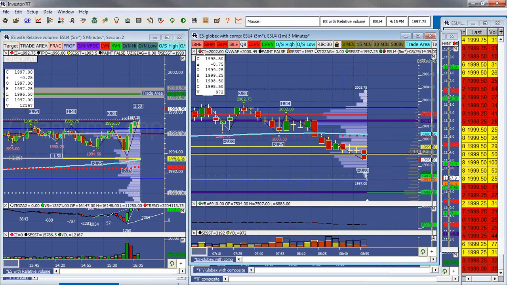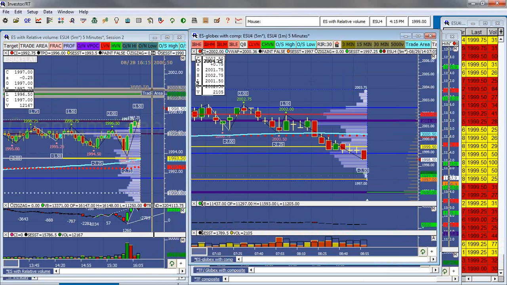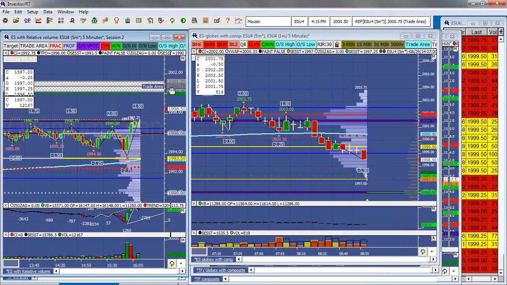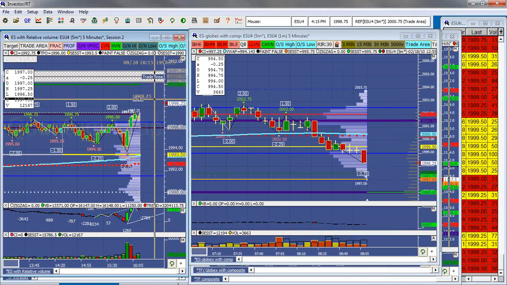Okay, Doug. There it is. Sorry. So right now, I've put 2,000 as a trade area, but I'm going to move that up to 2,075 because I'm going to be safe. If we open in this area, we're opening outside of value, outside of range. We've got to watch for initiative buyers stepping in here and ripping us up to test the 2,000 area and breaking us in and going up.